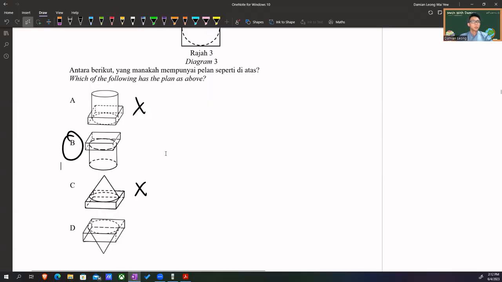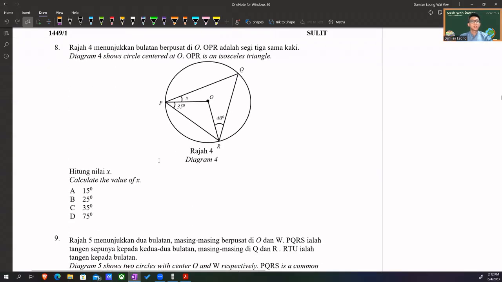Okay. So answer would be B. Then question 8. Calculate value of x here. This OPR is an isosceles triangle, because this is radius. So if this is 35, here must be 35 as well.